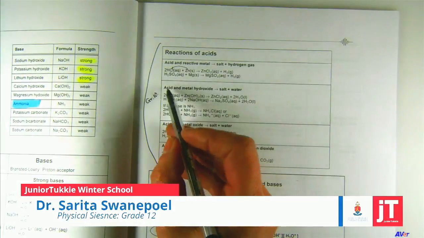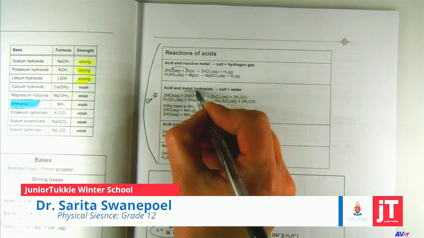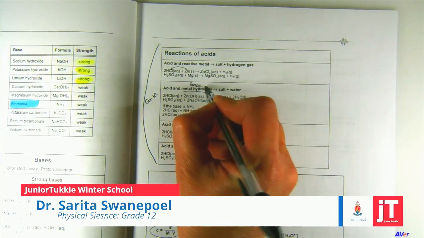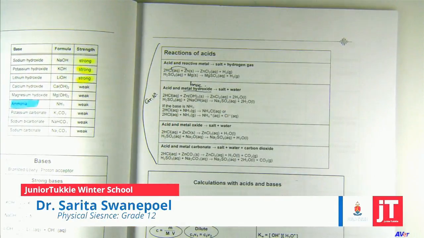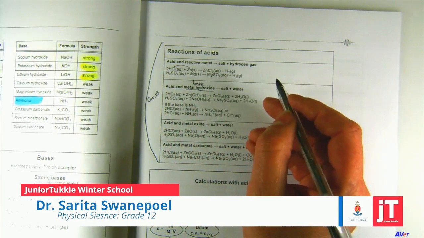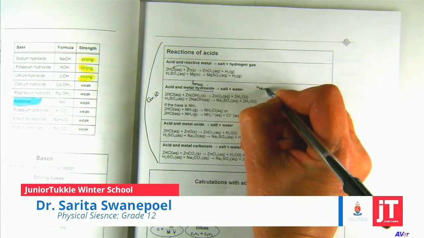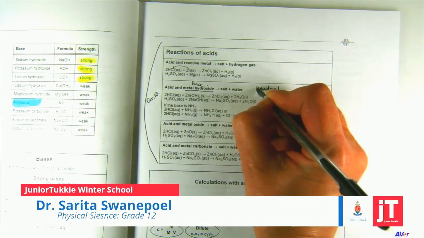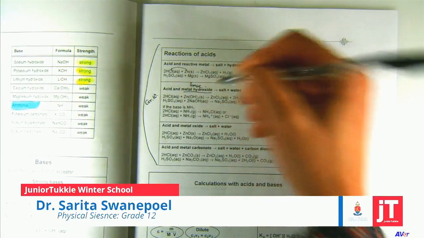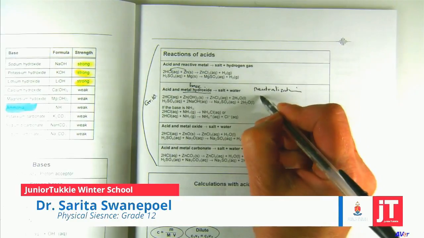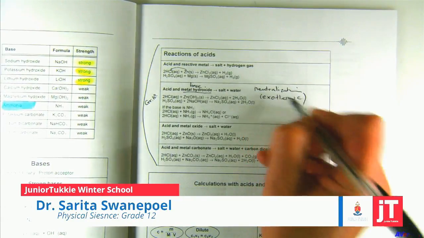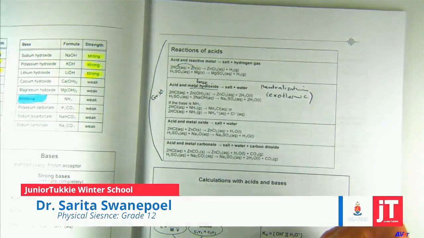Second one, acid and a metal hydroxide. What do we actually call a metal hydroxide? A metal hydroxide is a base. Right. Tell me another name that we give to an acid-base reaction. Neutralization. So whenever they say we've got neutralization, you have to have acid and base. And also remember, neutralizations are always exothermic. Always exothermic. Right.